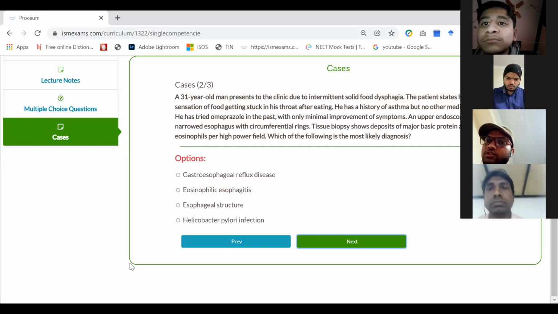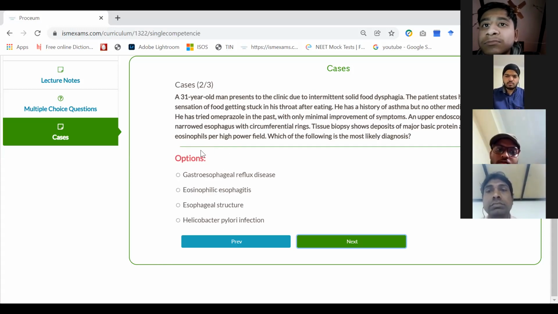The answer is B, eosinophilic esophagitis, because it contains major basic protein and also eosinophils. Yes, sir. Eosinophils are visible in the tissue.